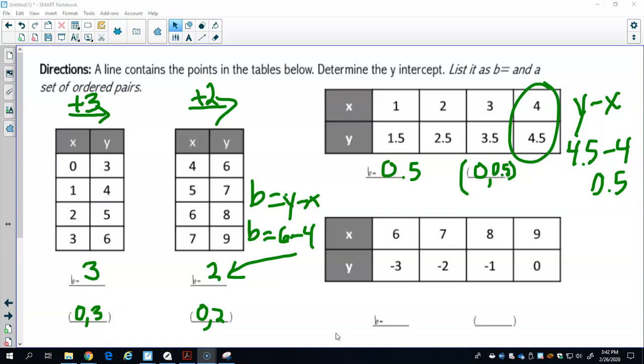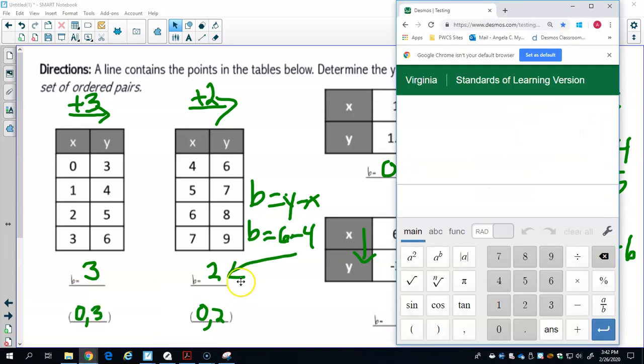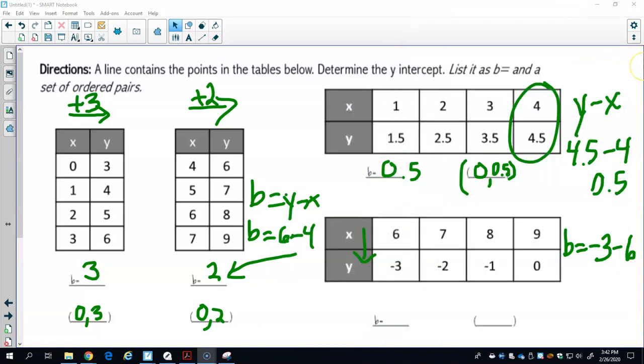Last one. Again, to get my y-intercept, I'm looking for the relationship between x and y. If I'm not sure, I can take y and subtract x to figure out what number I was adding or subtracting. So I'm going to take negative 3 and subtract 6. I can do that on my Desmos calculator. So negative 3 minus 6, and you can see negative 9. So negative 9 is going to be my y-intercept because I'm subtracting 9. So b is negative 9, and the coordinates of my y-intercept are going to be (0, negative 9).